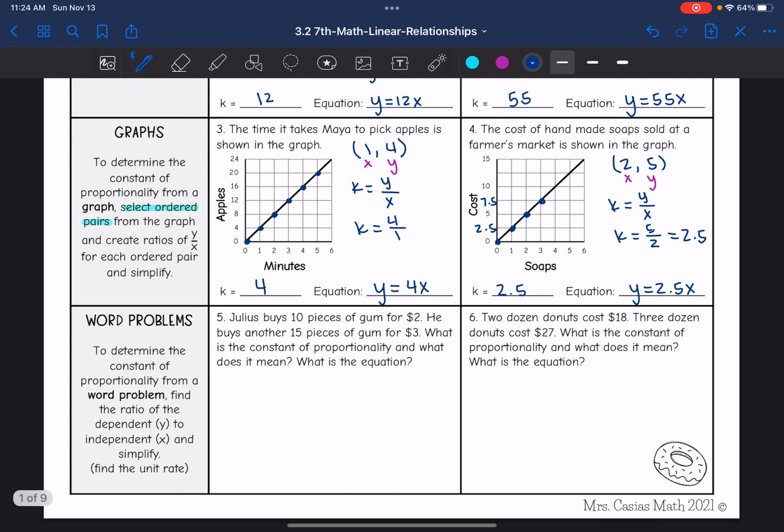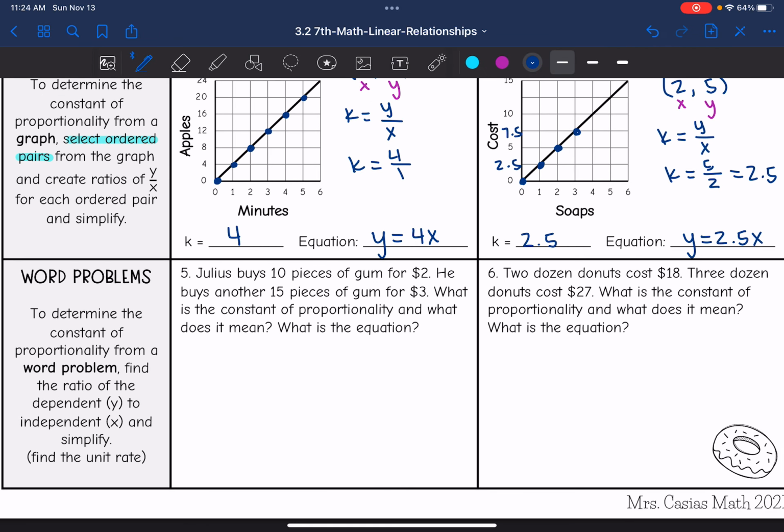Okay, so we looked at graphs and tables and we just did y divided by x. Now let's look at word problems. So for a word problem to determine the constant of proportionality, you're going to find the ratio of the dependent, or y, to the independent, or x, and simplify. Basically, we're going to be finding the unit rate.